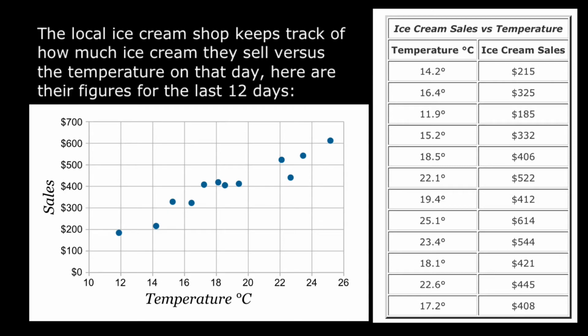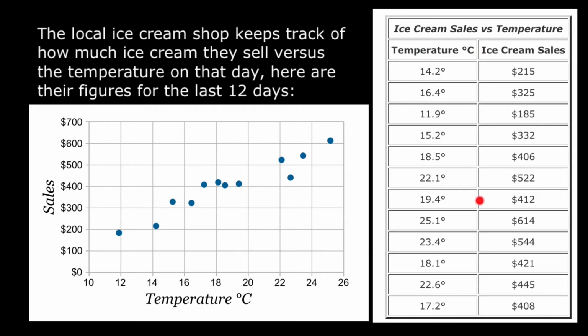In most of my videos I am using examples from genetics and biology. Today I'm going to use the example of correlation between temperature and ice cream sales. I found this example very simple and easy to explain. So here's the problem. The local ice cream shop keeps track of how much ice cream they sell versus the temperature on that day. Here are the figures for the last 12 days.